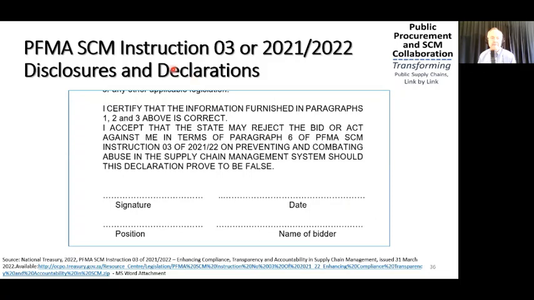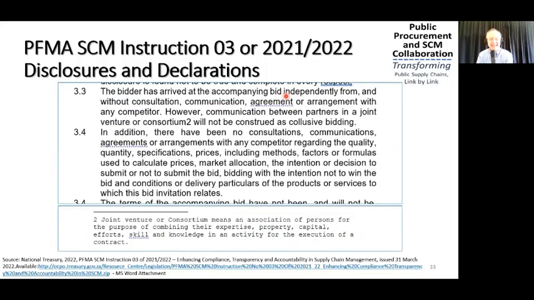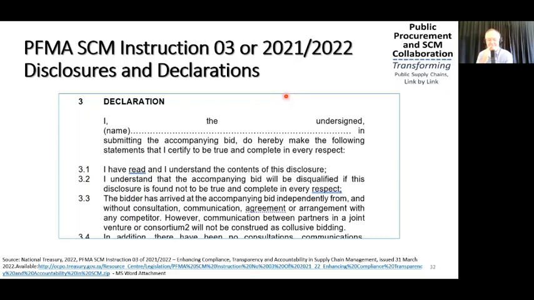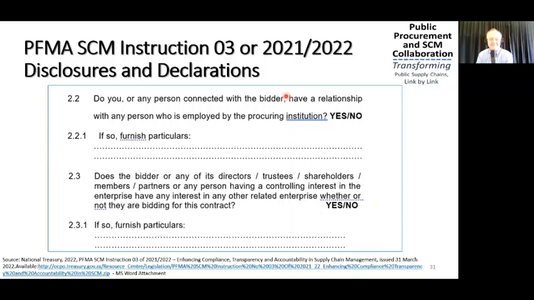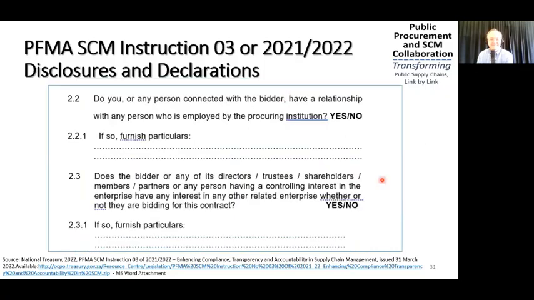Thanks, Sean. I was looking at the SBD4 and I said, okay, something good is happening. And then I was comforted by 7.2. While I was smiling, getting the comfort, then I got disappointed when they say, but may not alter the contents of the disclosure. Now, the reason why is, if you go to where it talks about the relation with the employee of the procuring institution.